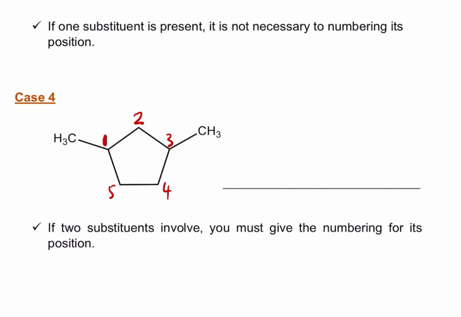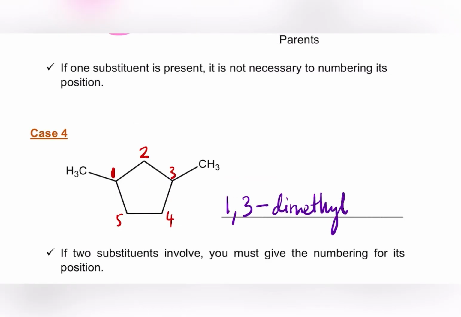So the full name for this structure is 1,3-dimethylcyclopentane. This is the name for the structure in case 4.